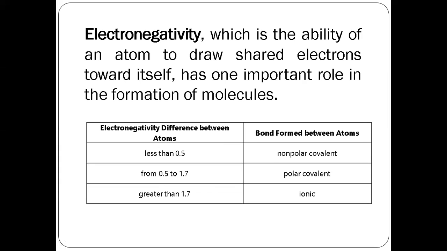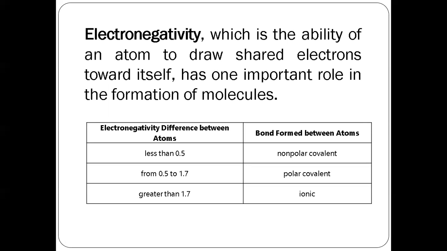How about kung mas mataas yung difference ng atoms? So 1.7 and greater, yung bonding na meron sila tinatawag nating ionic bond. So basically, it's another way to identify easily kung anong bond ang na-form between the atoms using this difference. So alamin lang natin pag-subtract natin, kaya sabi ko sa inyo, we need a calculator. Para pag nag-subtract tayo, we can easily identify na ay non-polar to, ay polar to, ay ionic to.